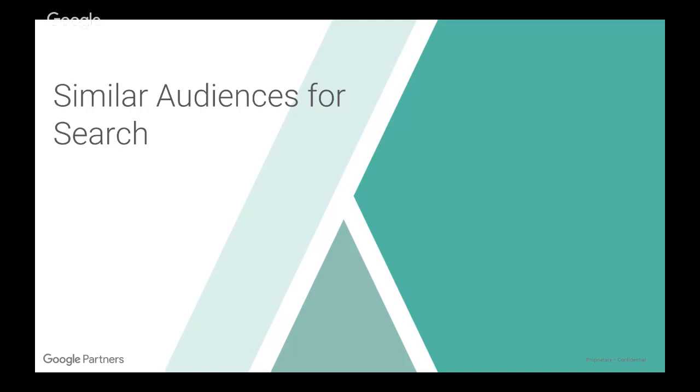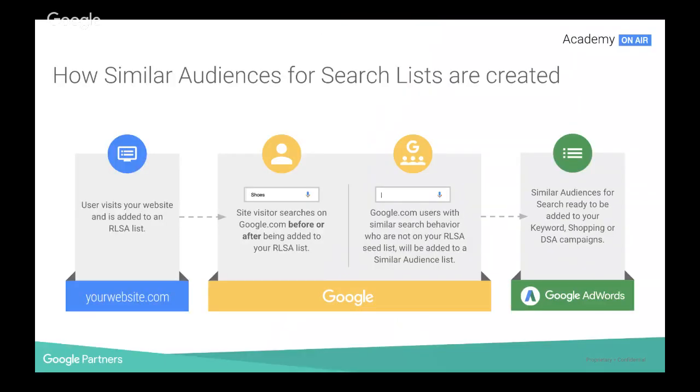So when it comes to similar audiences for search, these are created based on the search behavior of your current users. What happens is that a user visits your website and the cookie is added to your RLSA lists. Then there are other users that have never been on your website before that have similar search behaviors. These users get the chance to be added to your similar audience list. So when we talk about similar audiences for search, we talk about a search product.